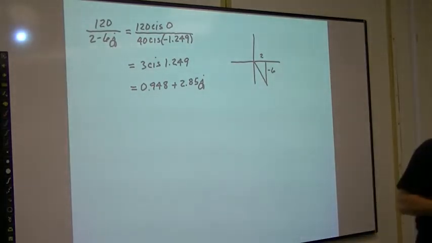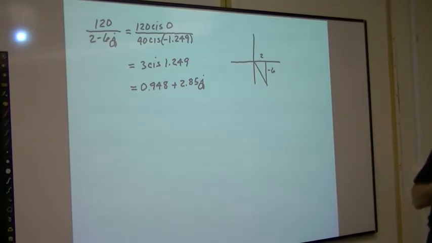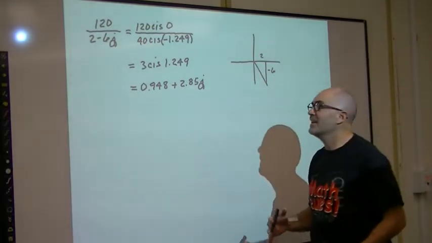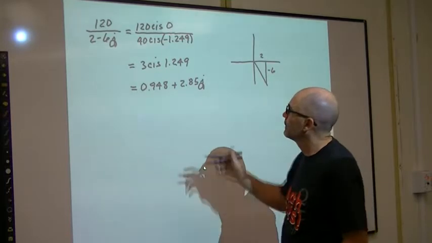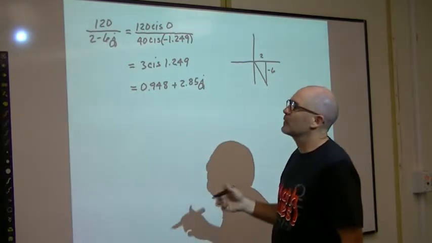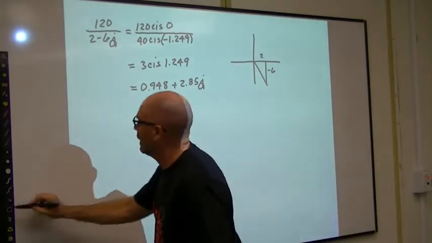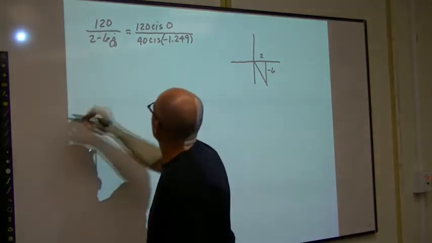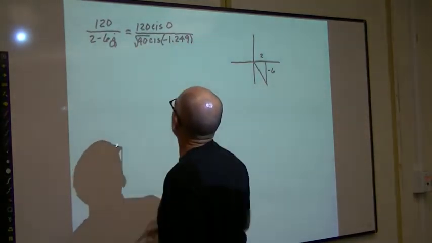What the heck did I do wrong? Okay, 120 cis 0 divided by... that's obnoxious. You guys didn't even say anything. It's not 40, it's square root of 40. That really bugs me. Okay, cut, take 2.